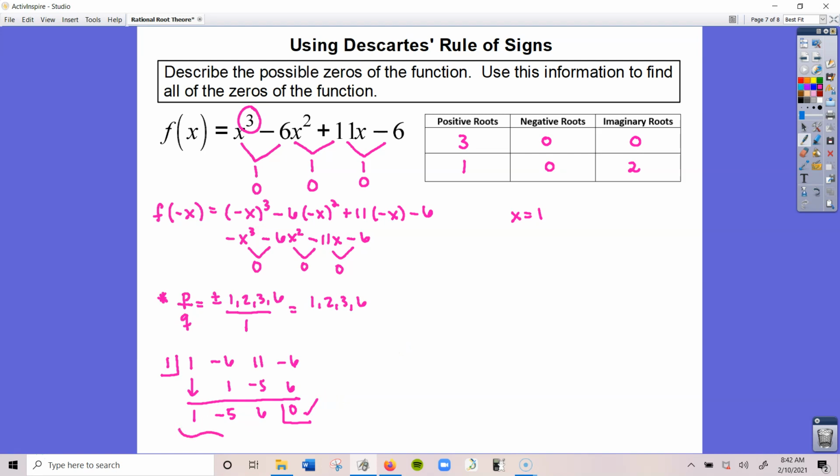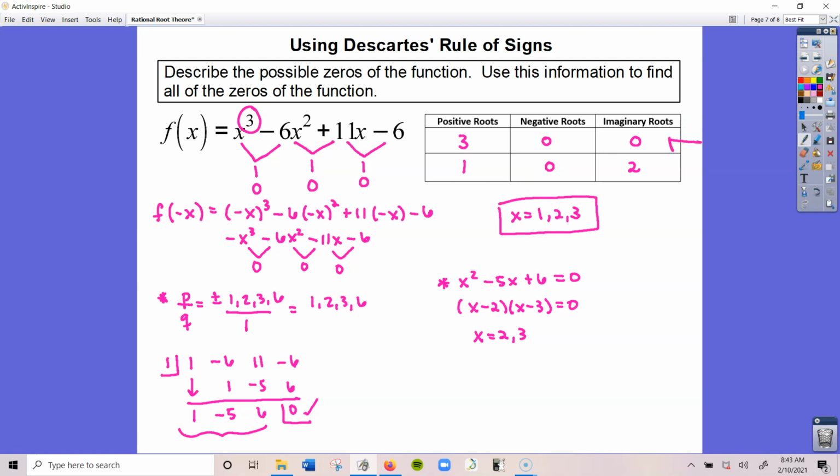So now I'm going to take this and write it as the quadratic, which is x squared minus 5x plus 6. The two factors that multiply to give me positive 6 but add to give me negative 5 are x minus 2 and x minus 3. And if I solve for each x, I get x is equal to 2 and 3. So these are my roots: 1, 2, and 3.